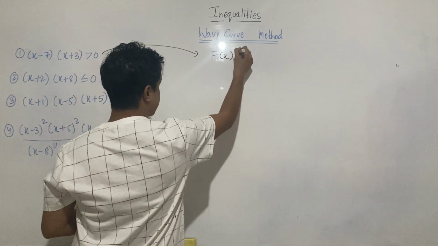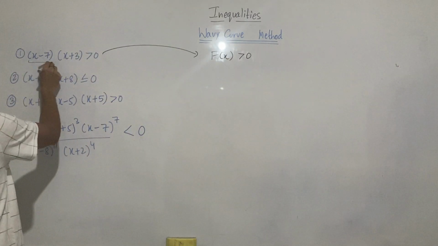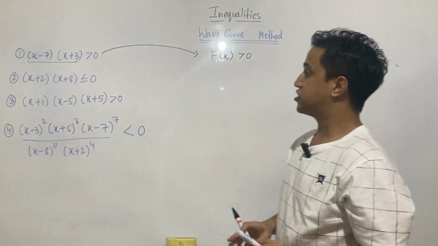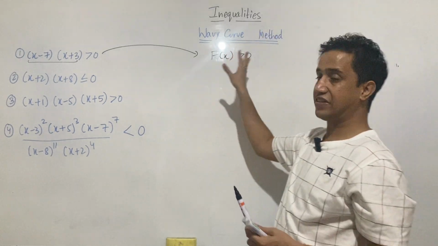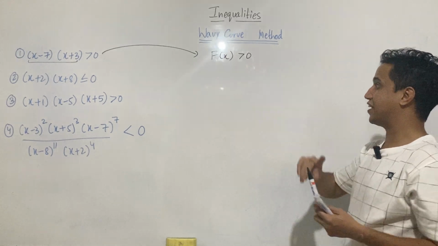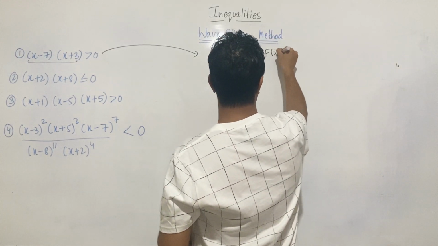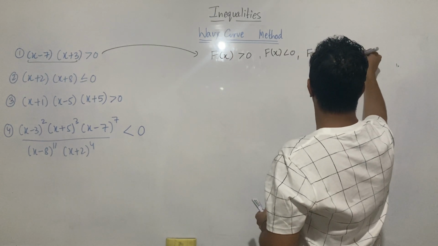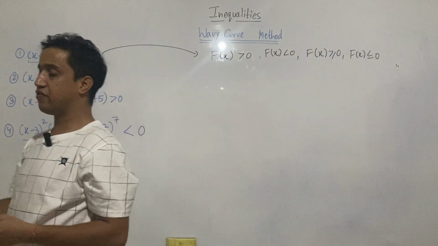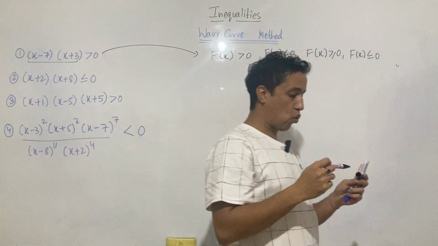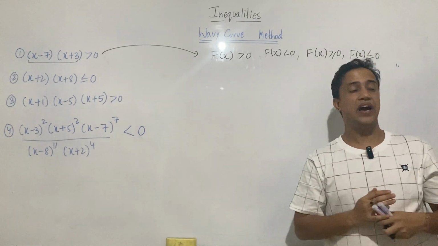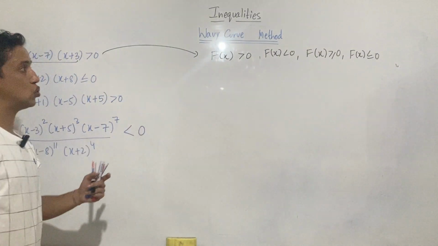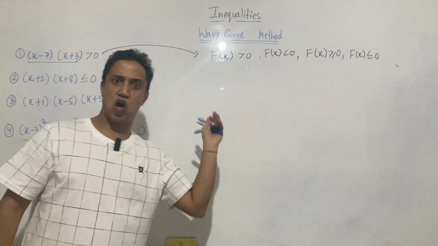Let's say that we are given this, which is of the type f(x) greater than 0. Here I have assumed that this is f of x, a function of x. The given inequality can be of the form f(x) greater than 0, f(x) less than 0, f(x) greater than or equal to 0, or f(x) less than or equal to 0. So you can apply the wavy curve method on any of the inequalities that you see. It is not just applicable to one type; it solves all inequalities.